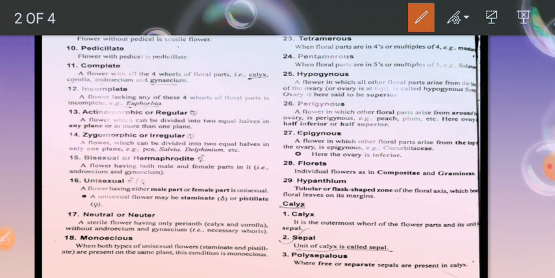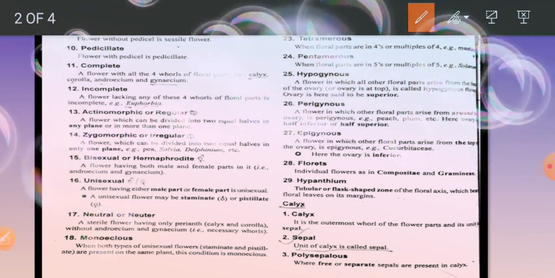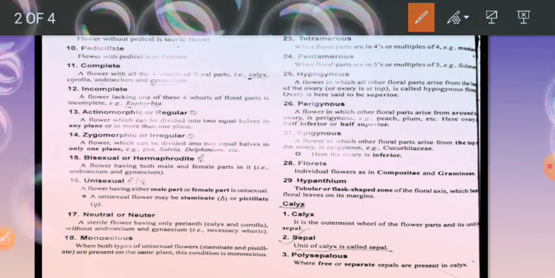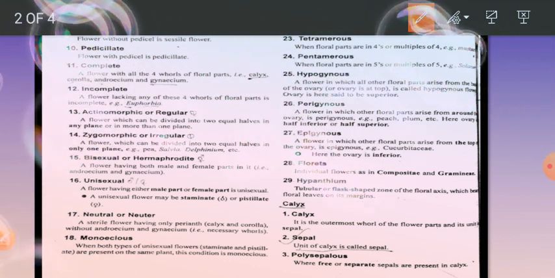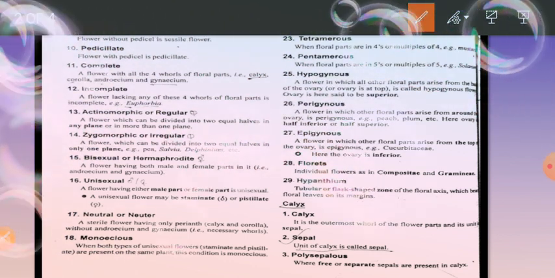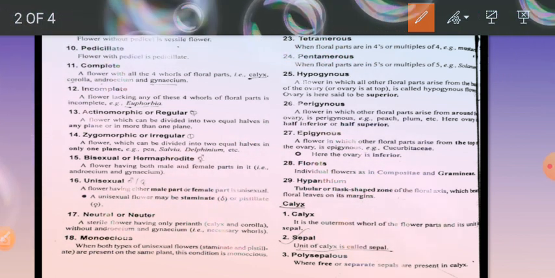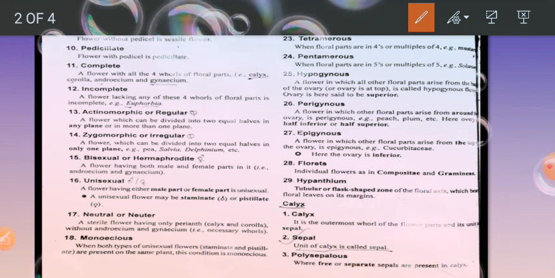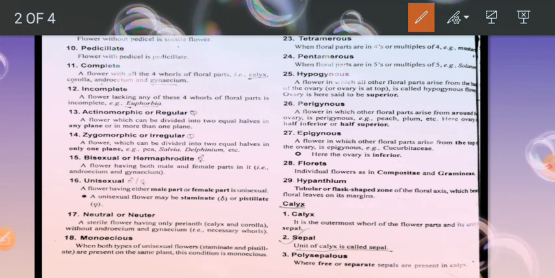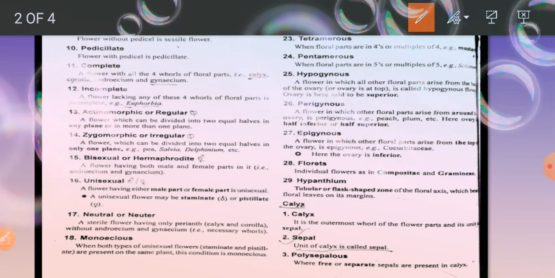Then calyx means the outermost whorl of floral parts, otherwise known as the sepals. Sepal is the unit of the calyx. Whenever you see any flower, there is a green, leafy-like structure. This is known as the calyx or the sepal. And polysepalous means more than one sepal is present.